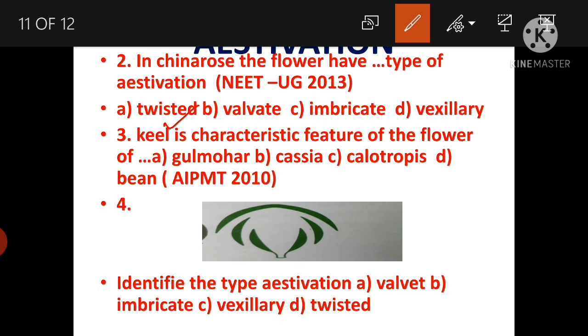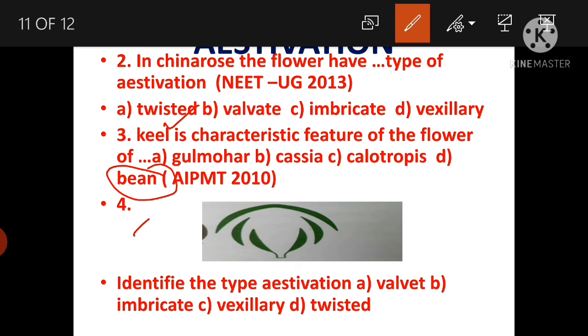The next one is the third question. The keel is a characteristic feature of the flower of which family? You can see the keel in the bean family. The options are Gulmohar, Cassia and Calotropis. Only in the pea plant can you see this type of aestivation, with keel and wing petals. So the answer is bean.